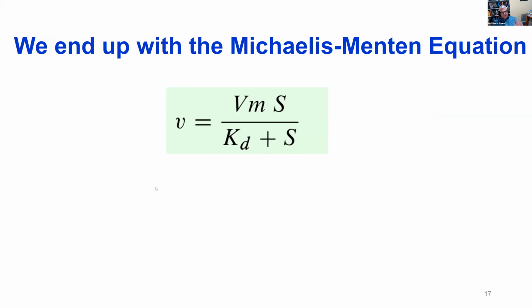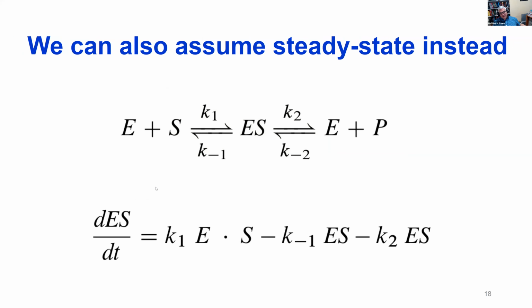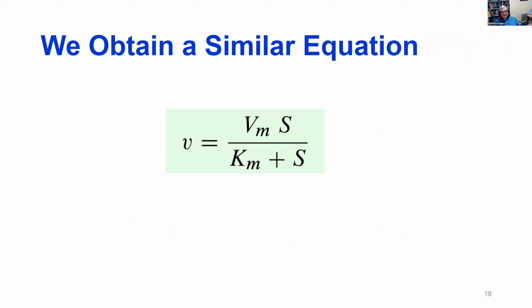Now the other way of doing it is to assume steady state. I'm still only going to do the irreversible one, so forget the K-2. I'm going to write out the differential equation for how fast dES/dt is changing, and then set this to 0. I assume dES/dt equals 0 because you're at steady state, and I solve for ES. If I do that, I get exactly the same equation again.